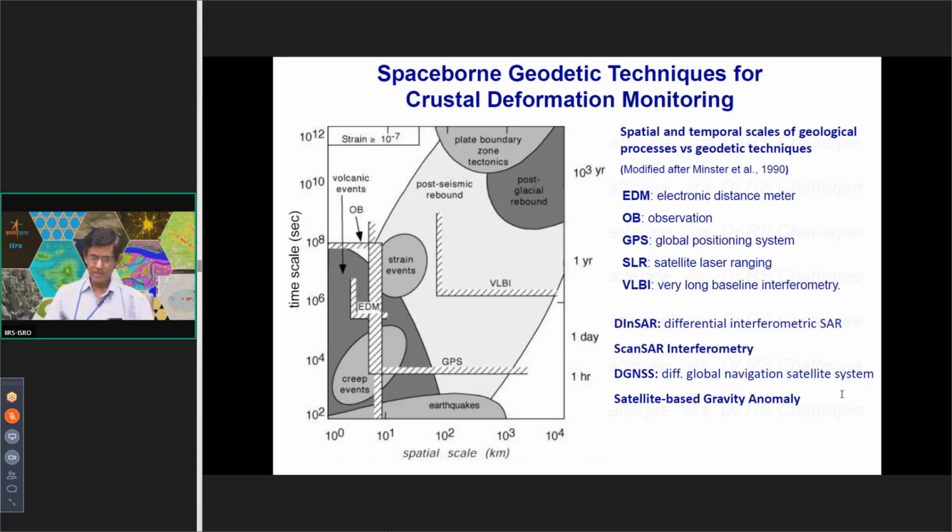And then DGNSS, the differential global navigation satellite system. This is similar to GPS, the global positioning system. It is useful for hundreds to thousands of kilometers, and for many years it can be applied. And there is also satellite-based gravity observation, which is nowadays being used, from thousands of kilometers upward. With this spaceborne gravity technique, the time scale is about a few years to tens of years.